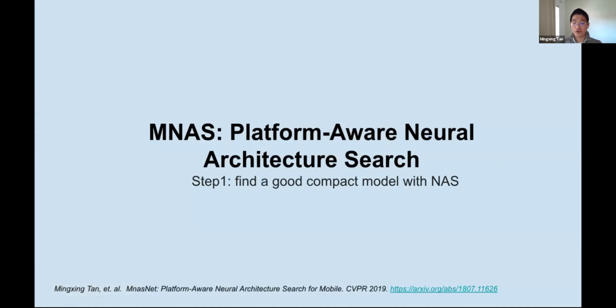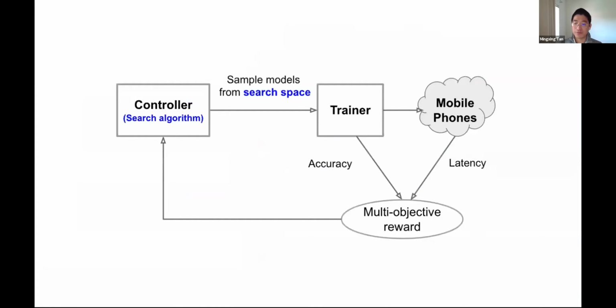Okay, let's go to the first part, platform-aware neural architecture search. The goal is to find a good compact model with neural architecture search. So neural architecture search, the main idea is to convert a design problem into a search problem.